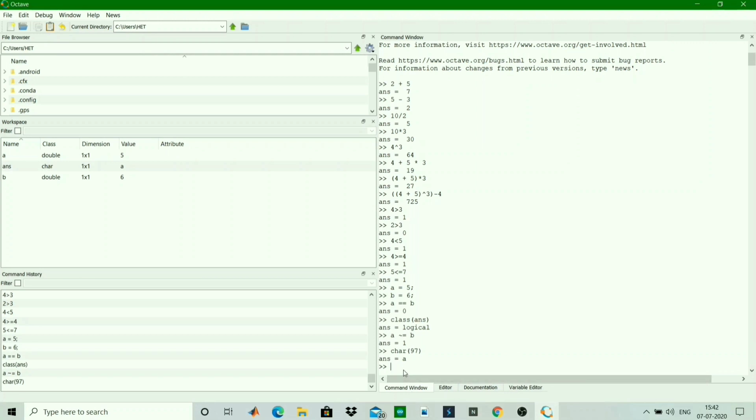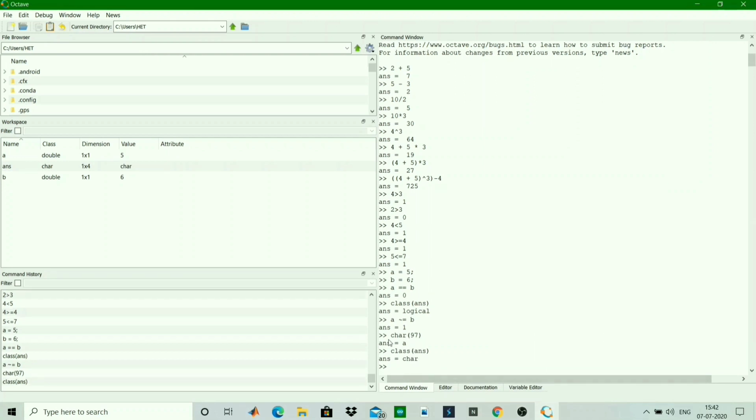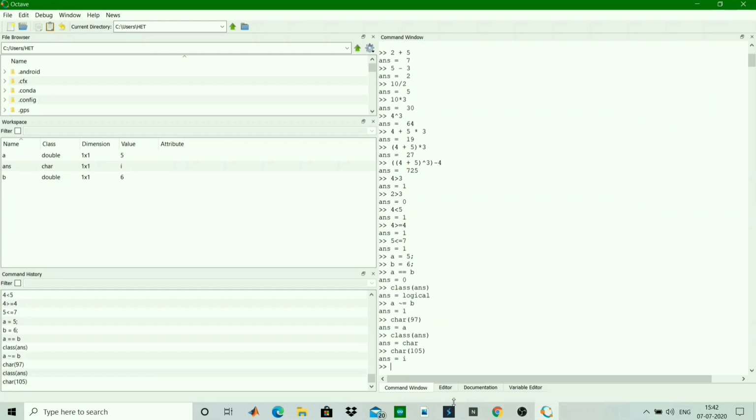You can also check the output of char 97, and that is by class ans, and you would see that A is a character. Now you would probably try it once again. Char 105, for example. We see that we return I, and so we get to know that 105 has been identified as an ASCII number for character I.